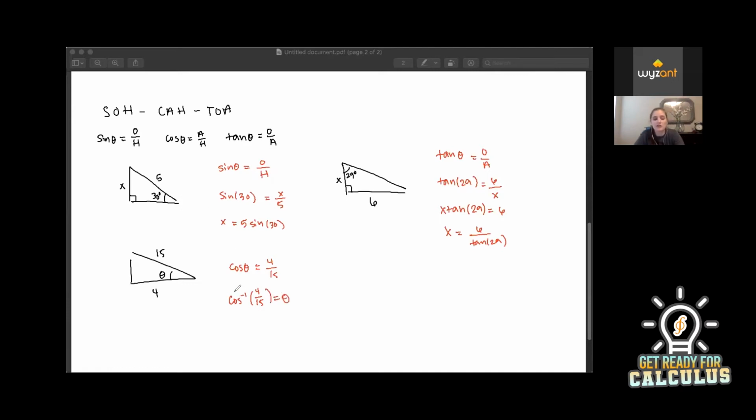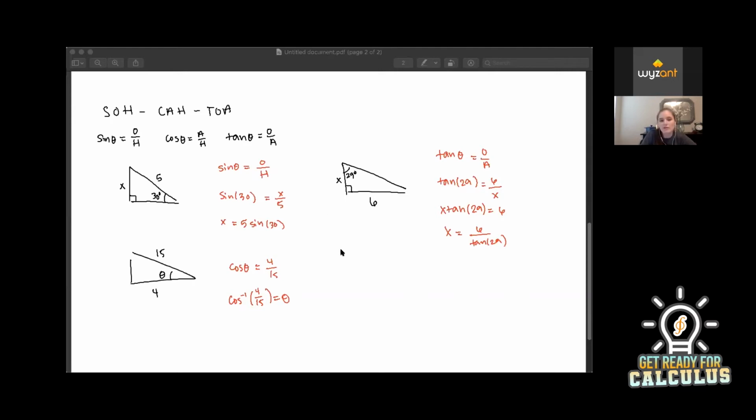And be really careful. This -1 doesn't mean 1 over cosine like exponent rules normally mean. Here it means the inverse. So it means either arc cosine or inverse cosine. They'll both give you the same thing because they're just different ways of calling the same function. And you should have that button on your calculator. Most of the time it's right over cosine, so you have to hit the second key.